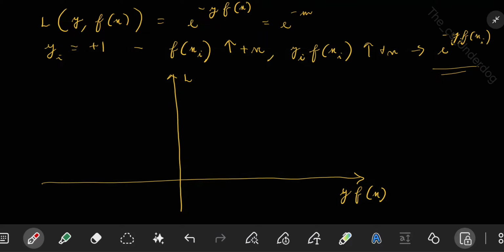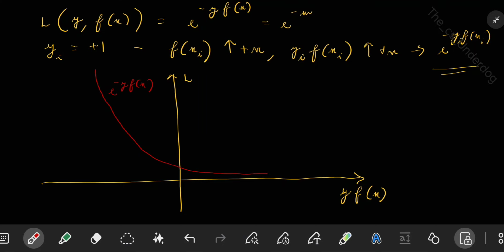My graph will be the same as the graph of e power minus x. It will come from here, and as the value goes positive, it will be like this. This will be the graph. I'll just put the values here. This is the graph of e power minus y into f of x.